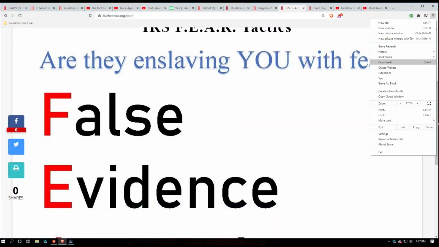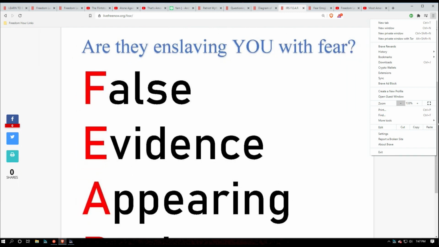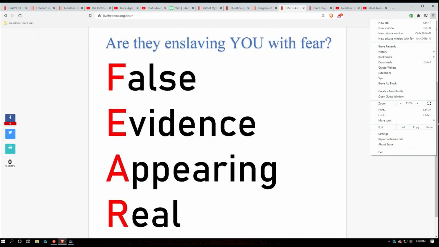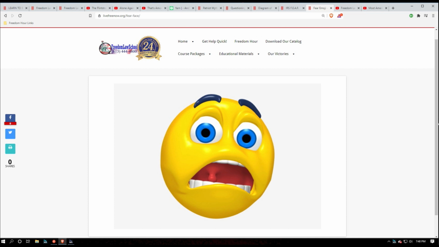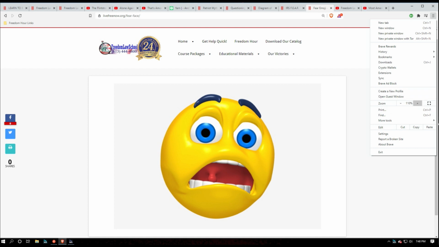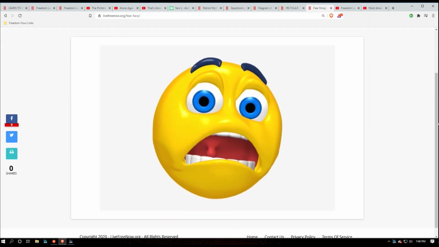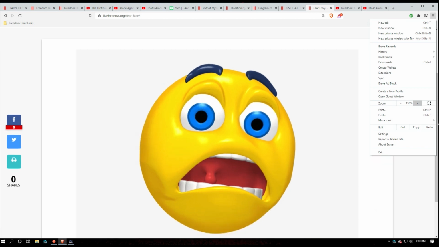So, folks, you don't have to live in fear. What is fear, folks? Fear is this: false evidence appearing real. That's how you're being enslaved, with fear. By deception, with false evidence and deception, they bring out fear in you. They scare the bejesus out of you to not think, not read, not search for the truth, folks.